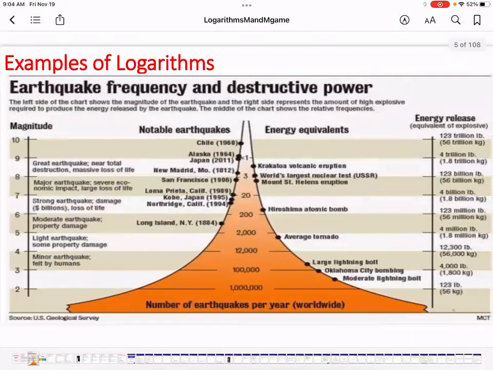Just some examples of where you've maybe seen logarithms before. This is earthquake frequency and destructive power, just keeping track of how many there are and how destructive they are. Can anybody give me any scales they've seen from science that are logarithmic? So decibels is a logarithmic scale. What else?